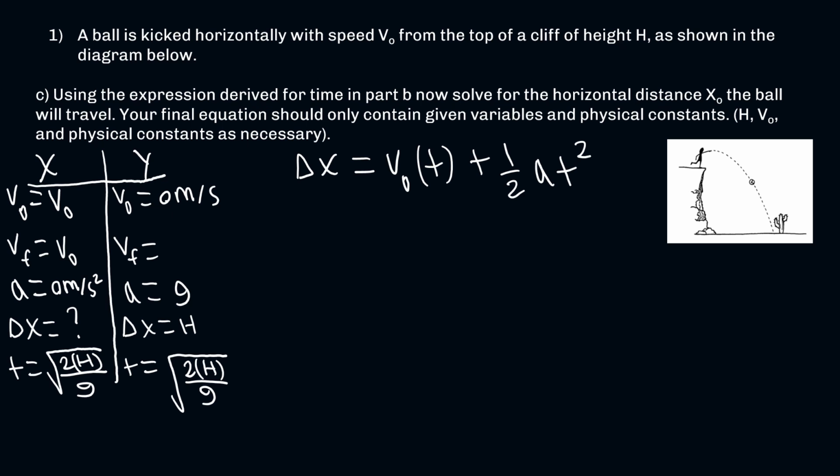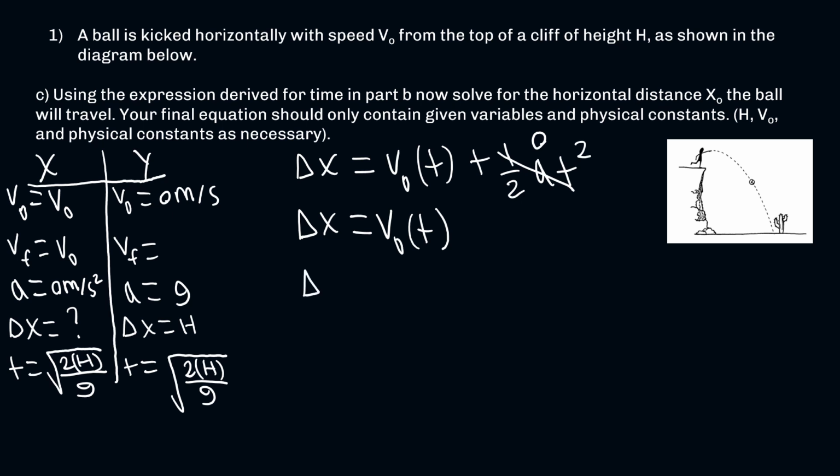Because again, anything times 0, which in this situation is the a, will be 0. Everything on that side of the equation is being multiplied by that a, so this all goes away. And I'm really just left with delta x equals v naught times t. And now this becomes a very simple plug in based on what we have. V naught actually stays the same here.